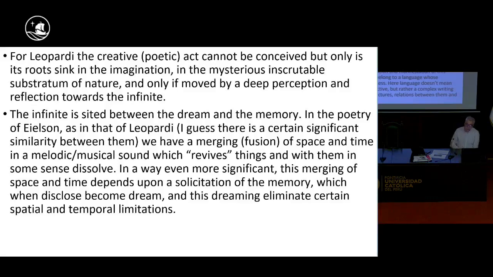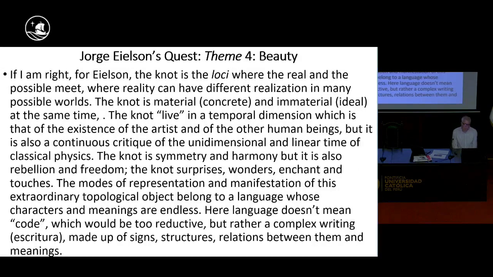If I am right, for Eielson, the knot is the locus where the real and the possible meet, where reality can have different realizations in many possible worlds. The knot is immaterial and concrete, and immaterial and ideal at the same time. The knot lives in a temporal dimension, which is that of the existence of the artist and of other human beings, but it is also a continuous critique of the unidimensional and linear time of classical physics.